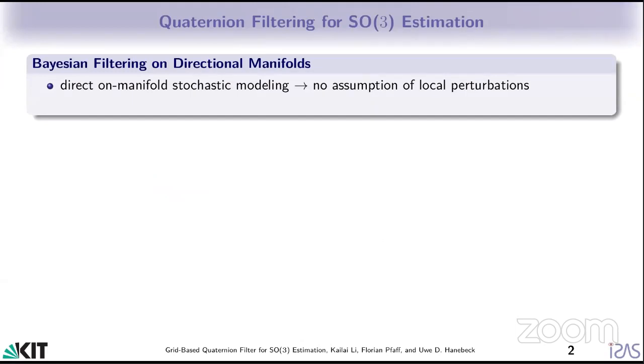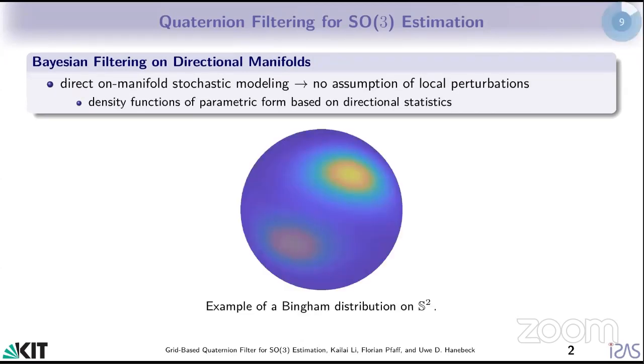When modeling the uncertainty of unit quaternions, the nonlinear hyperspherical structure should be considered. Traditional ways rely on linearization on the manifold based on the assumption of local perturbation. This can be violated when there exists large uncertainty or fast motion. For direct on-manifold stochastic modeling, one can exploit distributions from directional statistics. One popular choice is to use the Bingham distribution, shown in this picture, which inherently has a density of antipodal symmetry.